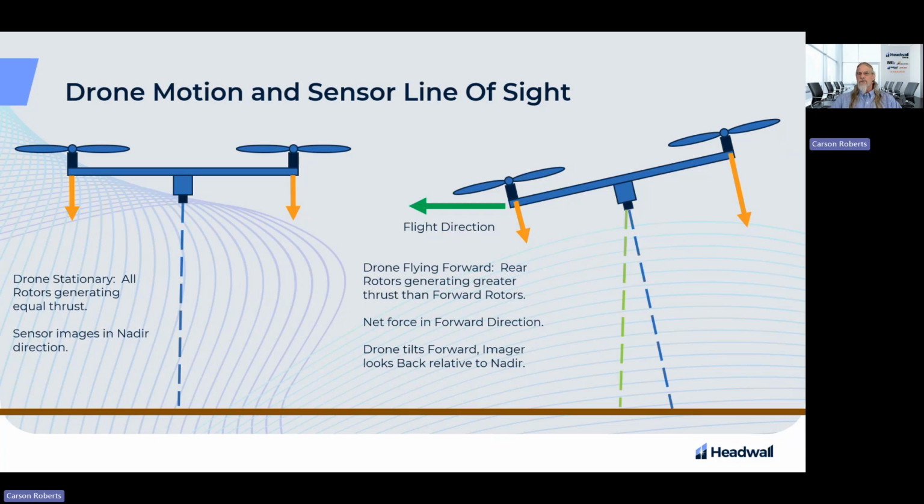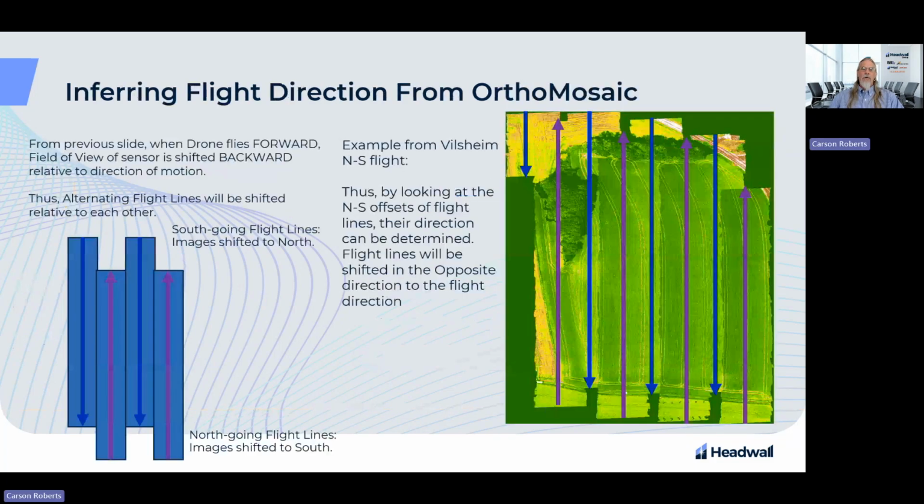Now, that's not useful for taking data with our sensors because we need some motion. In order to get motion, you need to put more thrust on the rear rotors. That tilts the drone forward. It flies forward, but that means that it's going to be facing back along the way it had come. So if I'm heading south, my field of view is shifted to the north. If I'm heading north, my field of view is shifted to the south.